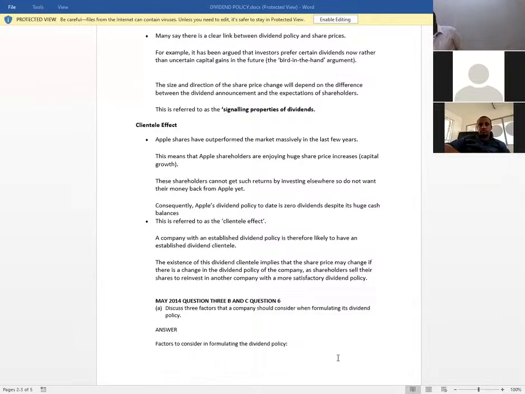What factors, ladies and gentlemen, should a firm consider when formulating a dividend policy, if you're to be hired as a finance director of RCM? What will be some of those things you will consider when you are setting up a dividend policy? These should be coming from you. The points that you need to consider while setting up a dividend policy. These points should come straight away from you. I can give you three.